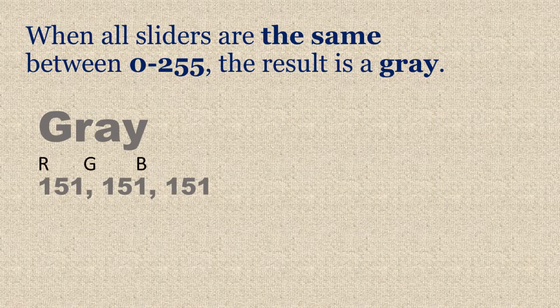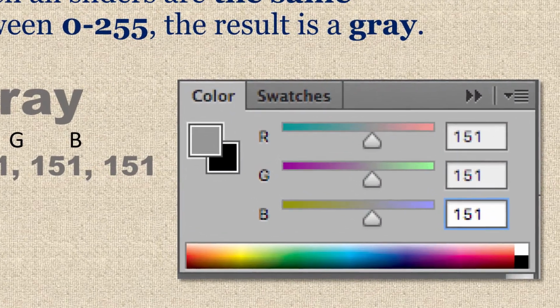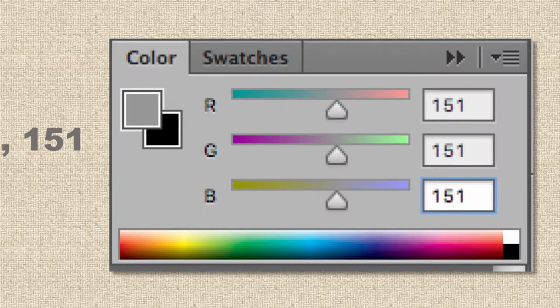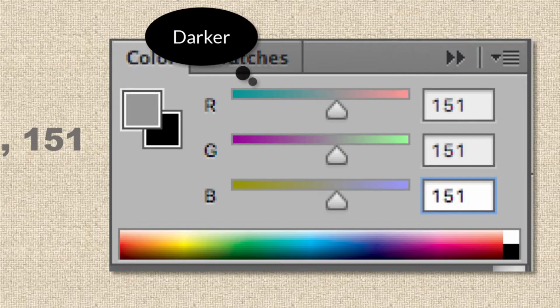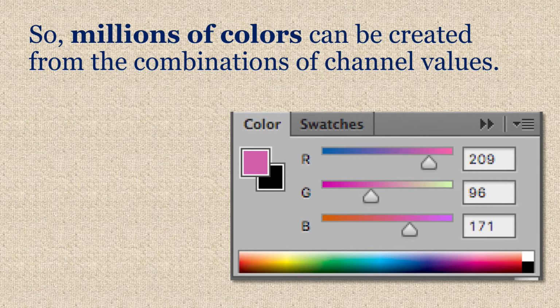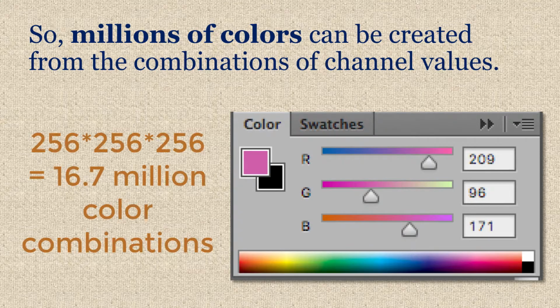Also be aware that anywhere in between black when they're all off and white when they're all on would make a gray. When the sliders are all at the same point, they'll always make a gray. Higher on the scale towards 255, they'll be a lighter gray, and lower on the scale, they'll make a darker gray. Keep in mind also that these combinations can make millions of colors. There are three channels of 256 values, and if you cube that you get about 16.7 million colors that can combine from these channels to create colors on your computer screen.